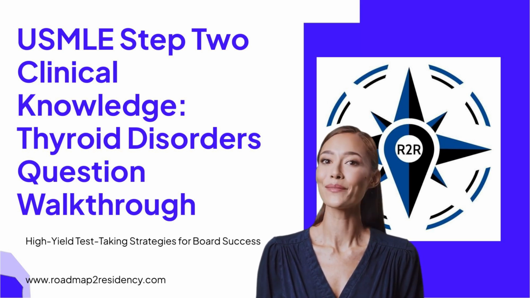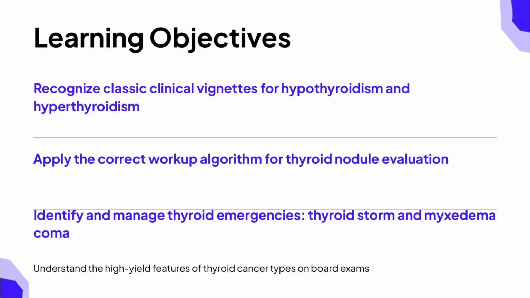Let us dive in. By the end of this video, you will be able to recognize classic question stems for hypo and hyperthyroidism, apply the thyroid nodule workup algorithm that boards love to test, identify the life-threatening thyroid emergencies, and know the key distinguishing features of thyroid cancers.